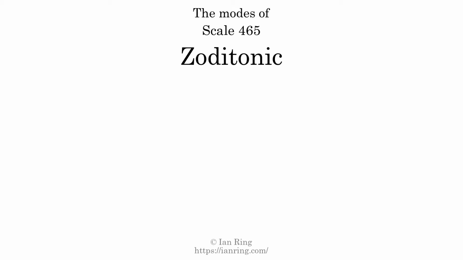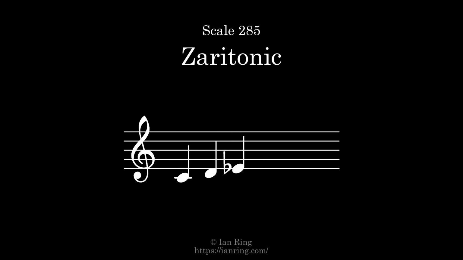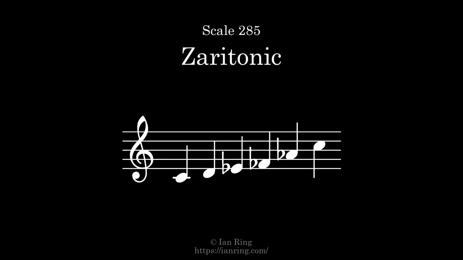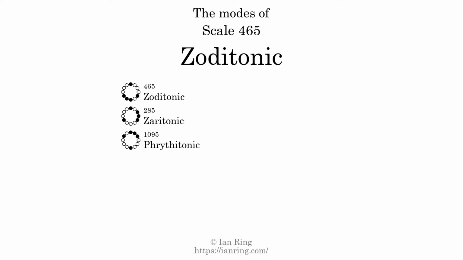This scale has 5 modes. The first mode is itself. The second mode is scale 285, also known as Zoditonic. It sounds like this. The third mode is scale 1095, also known as pentatonic. It sounds like this.